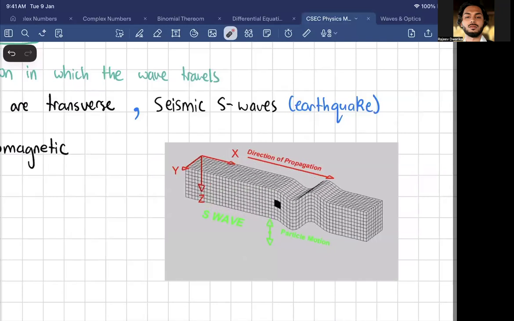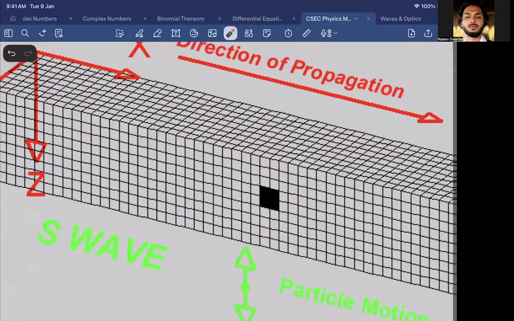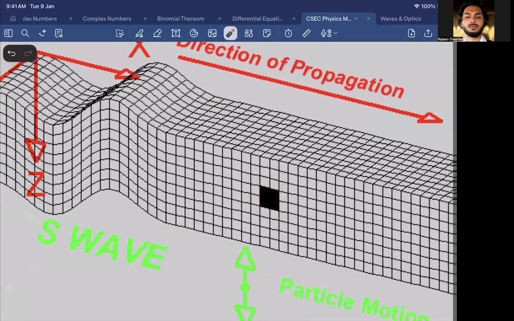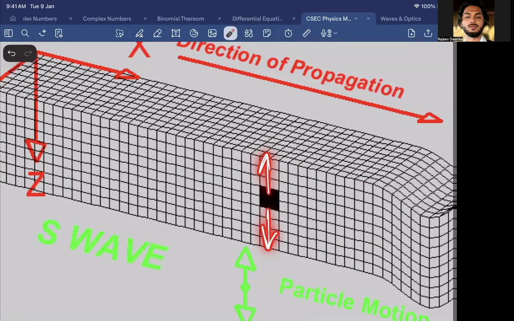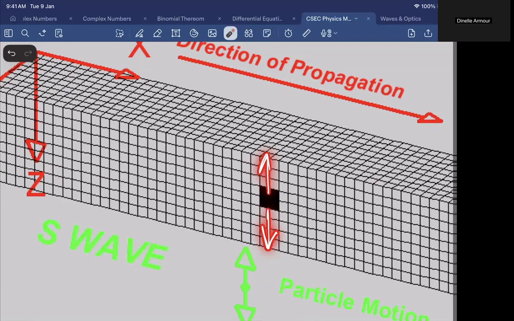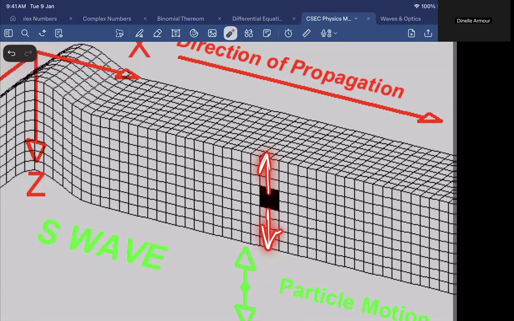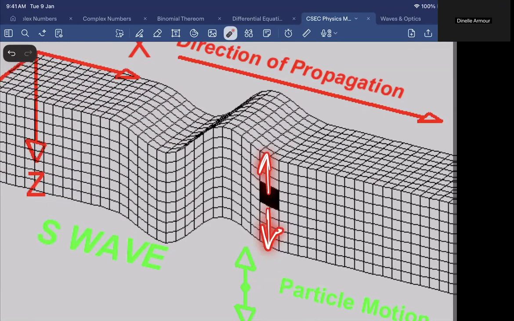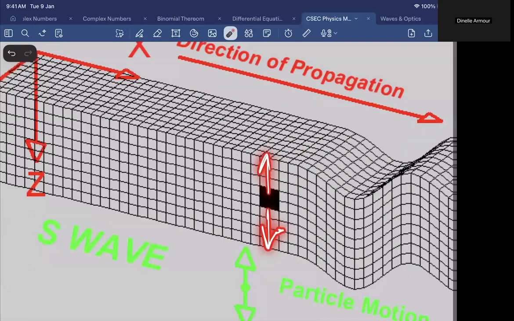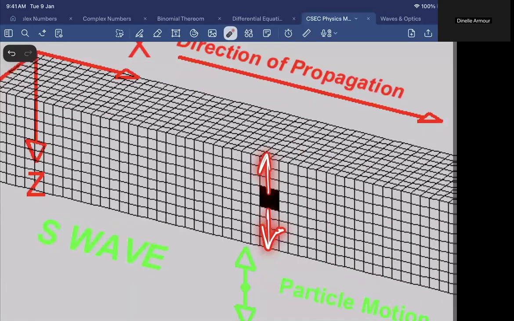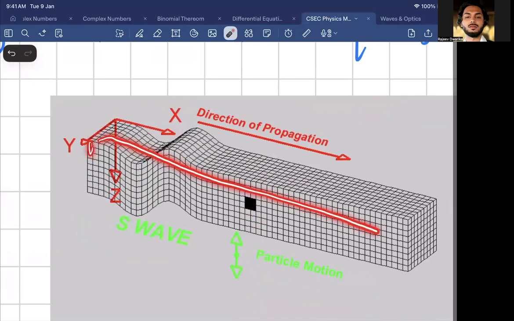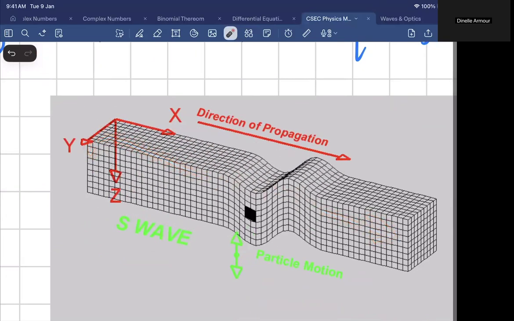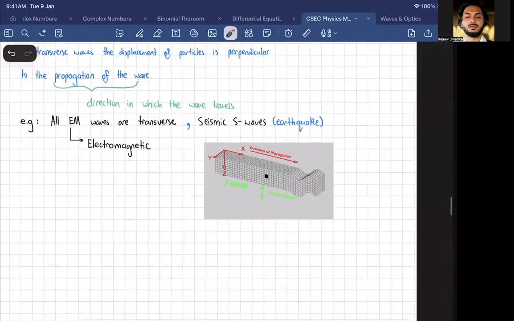Now it's making sense, right? You see how it moves? Wait, let me observe that again. So this is a particle here. Look at it. You see how it's moving? In what direction? The same up and down motion. It's moving up and down, but the wave is traveling forward. Exactly. So it's a transverse wave.